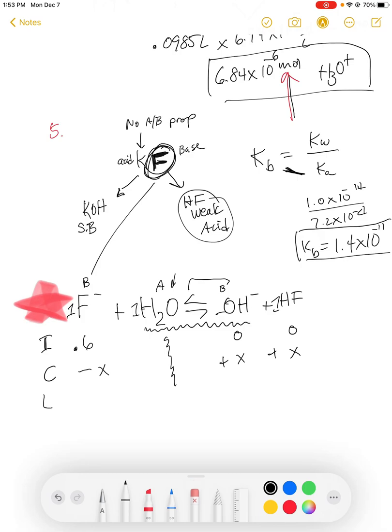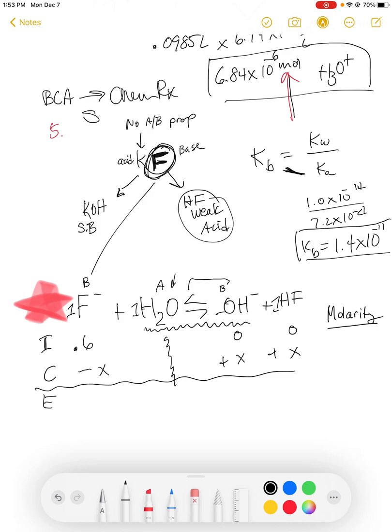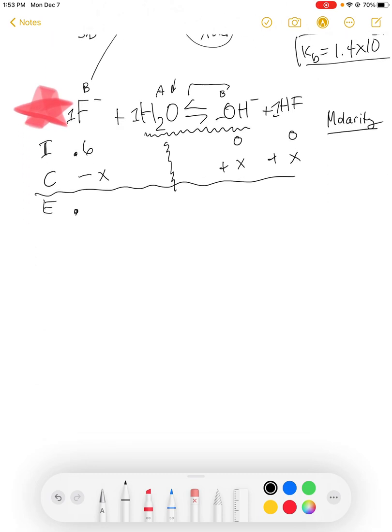Okay, so at equilibrium then, and remember, in an ICE table, we use molarity. BCA chart, moles; ICE table, molarity. Because BCA tables are about chemical reactions, and chemical reactions are about stoichiometry, and stoichiometry is about moles, okay? ICE tables are about equilibriums, and equilibriums are measured with molarities. Okay, so at equilibrium then, we're going to have x and x, all right? So we're doing pretty well.